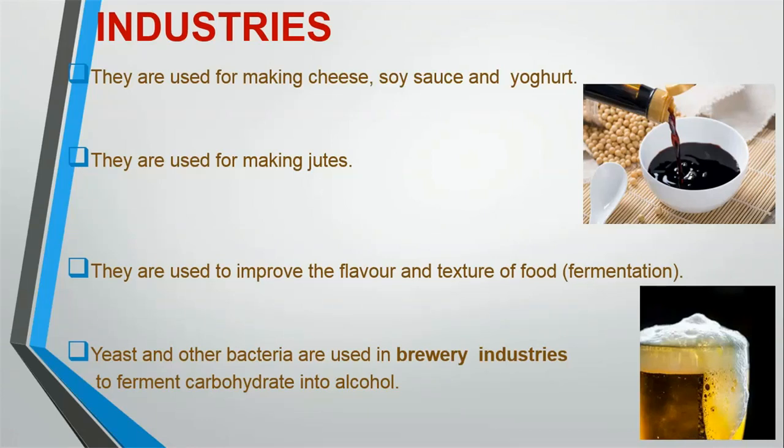All right, next is number four. Yeast and other bacteria are used in the brewery industry to ferment carbohydrate or liquid sugar into alcohol. Simply put, we can say that bacteria and certain yeast are also used in making alcohol. Now, don't take alcohol when you know you are not ripe for it.